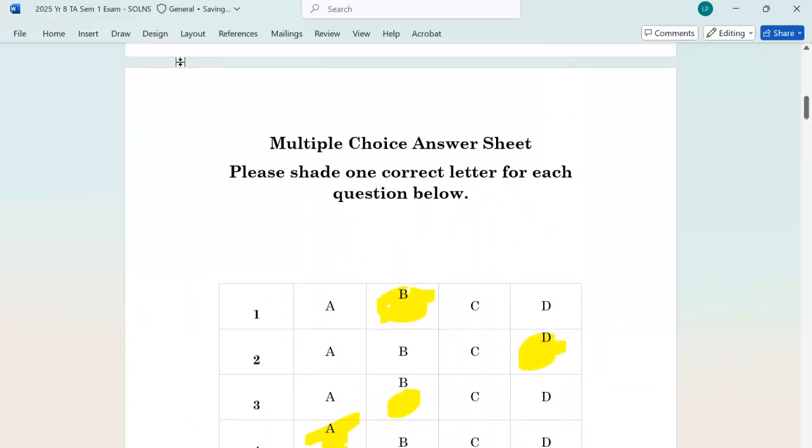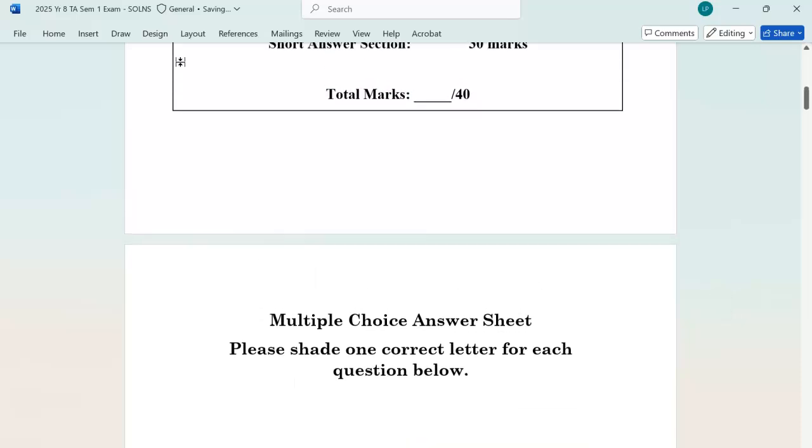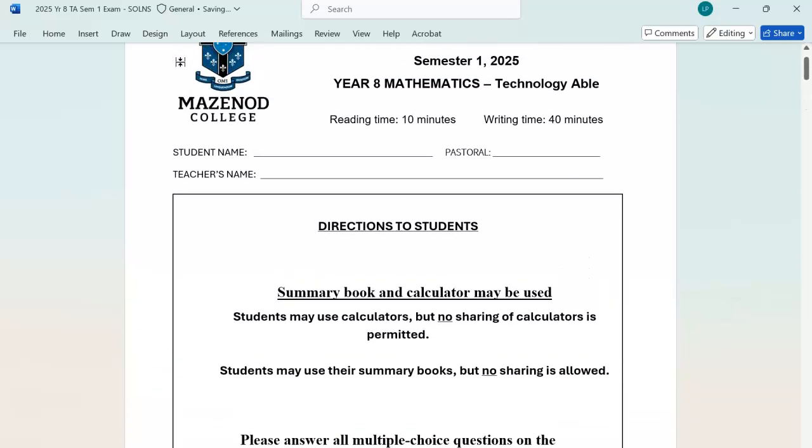And the other thing to remember is always check your work. Spend 5 minutes going over your work.